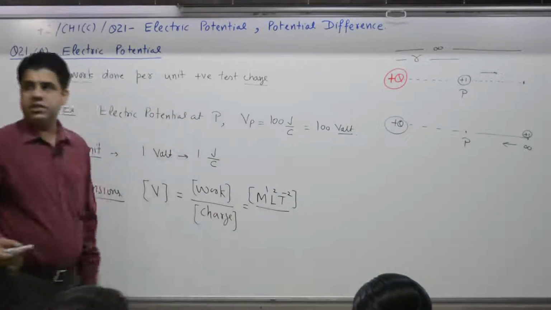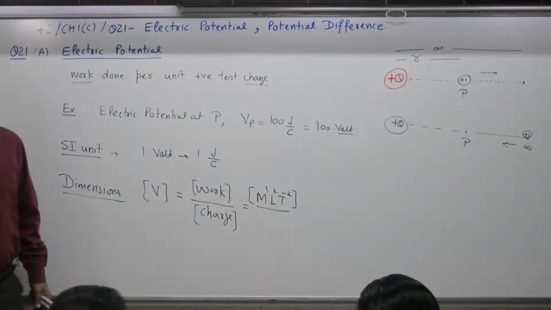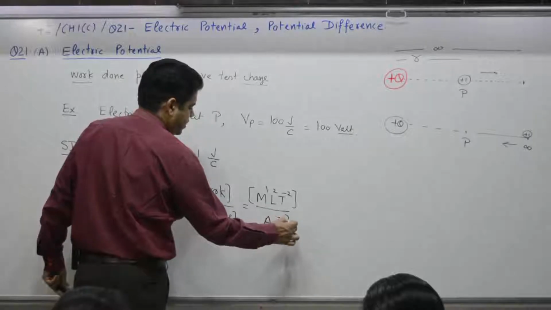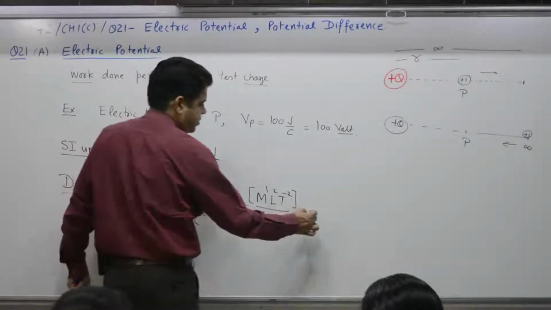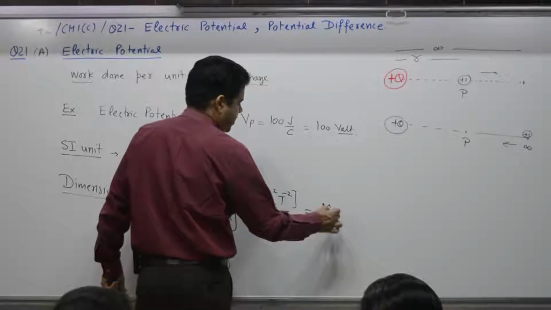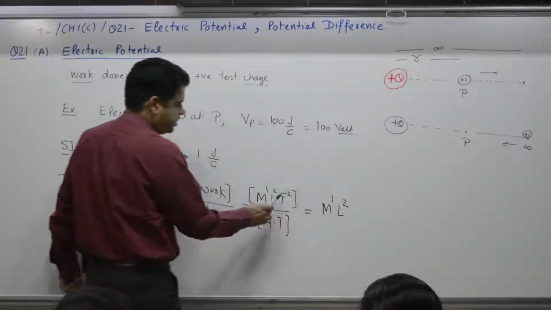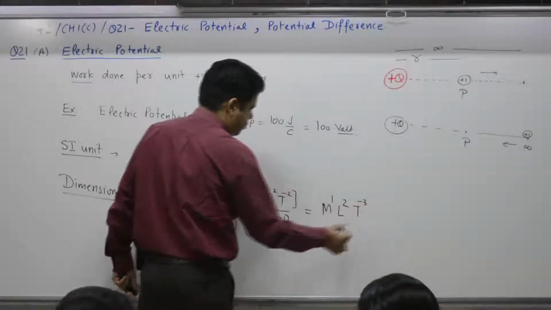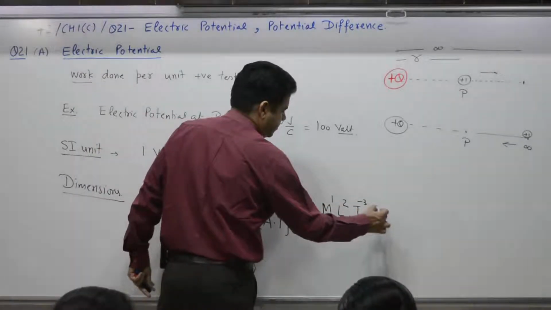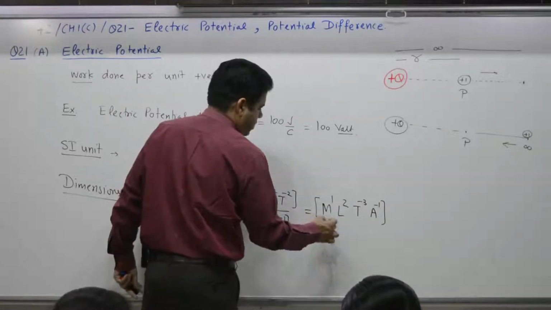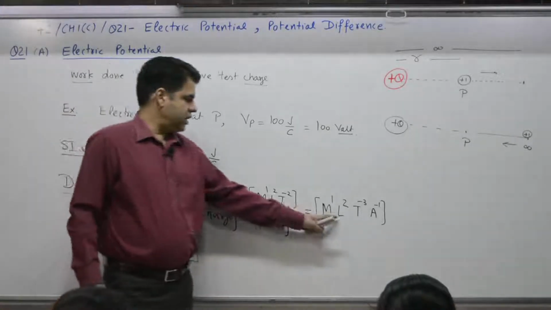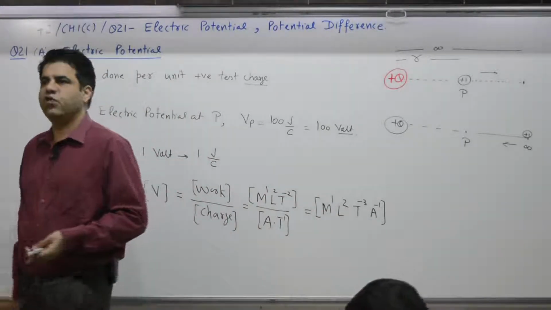What about charge? Ampere is the unit for current. Charge is not Q, it is ampere into time. So what you get is M1 L2 T minus 2 divided by A T. If you take it to the numerator, T minus 3 A minus 1. So the dimensional formula for potential is M1 L2 T minus 3 A minus 1. Time with you is 4 minutes.